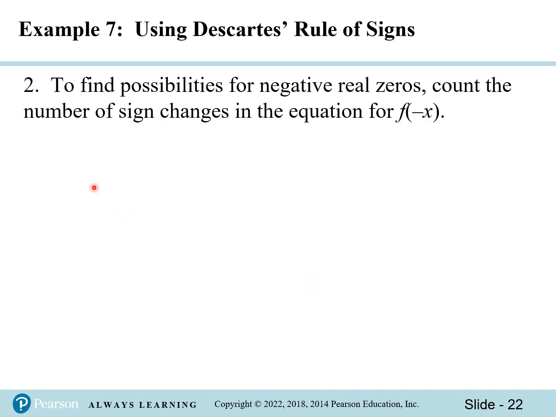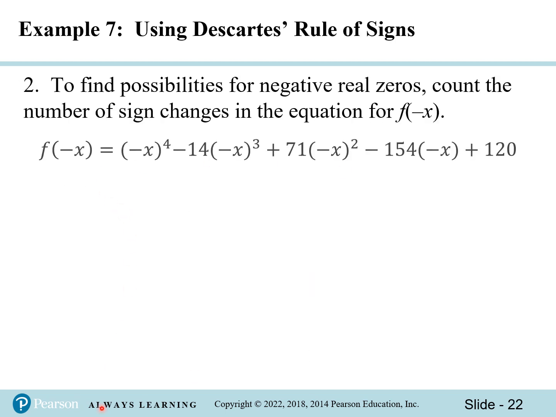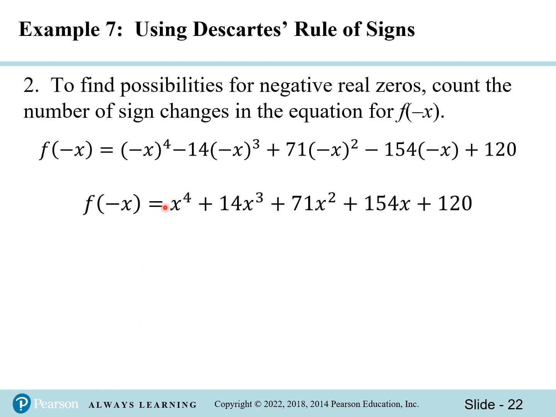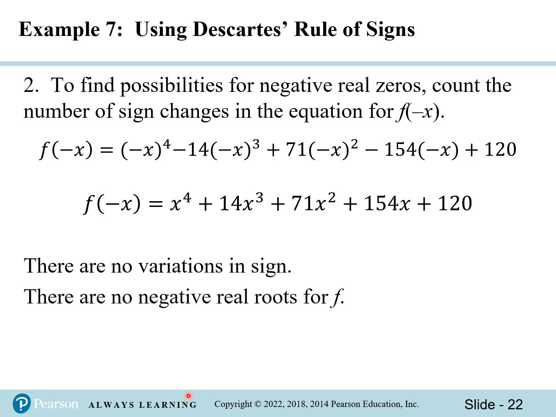Then we have to try for negative zeros. So we have to put in negative x for x. And when we do that, we'll have x to the fourth plus 14x cubed plus 71x squared plus 154x plus 120. As we look at this, there are no variations in sign because they are all positive. So therefore, there are 0 negative roots for the function. It didn't ask me to find the roots, it just asked me how many possible positive and negative real roots there were.